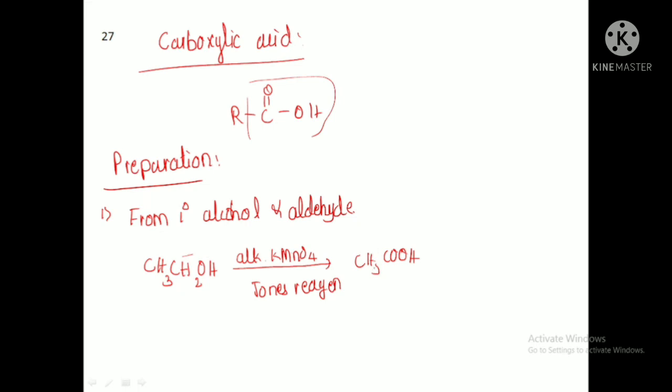Complete oxidation will give carboxylic acid, ethanoic acid. I took ethanol and I got ethanoic acid. So even your aldehyde CH3CHO on oxidation with alkaline KMnO4 and Jones' reagent will give CH3COOH, that is carboxylic acid. Both primary alcohols and aldehydes on treatment with alkaline KMnO4 and Jones' reagent will give carboxylic acid. Okay, next is the second method of preparation.